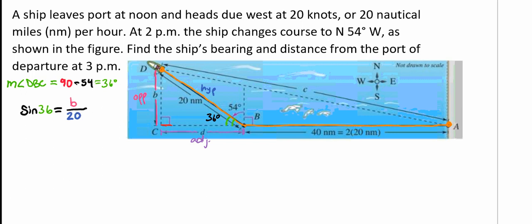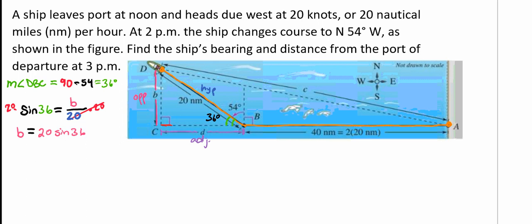To solve this, we'll multiply both sides by 20. And that's going to tell us that side B is going to be worth 20 times the sine of 36 degrees. So I'm going to make that all one color real quick. Now we're going to leave it like that because we're not done.